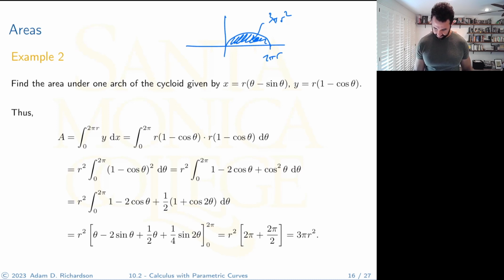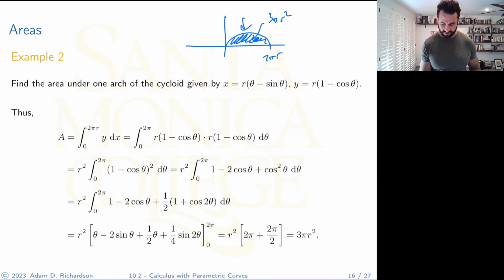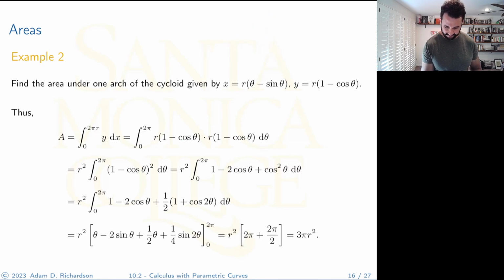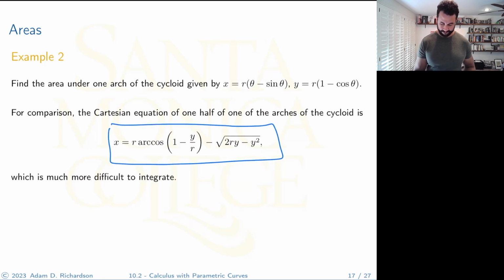Cool stuff. All right. So this is a good motivating reason for why we like parametric equations and parametric curves and frankly different coordinate systems, which we're going to talk about in the next section and the section after that. The Cartesian equation of just 1/2 of one of these arches, so not even the full arch, just 1/2, like literally from here to there, is this formula.